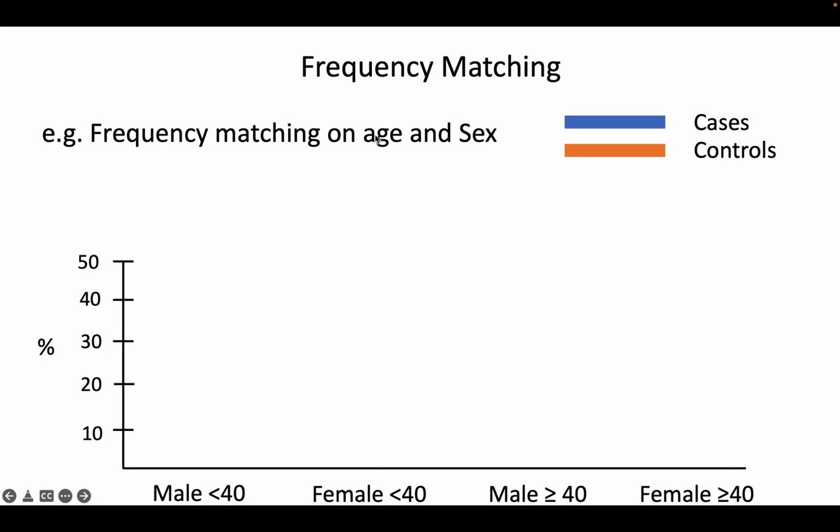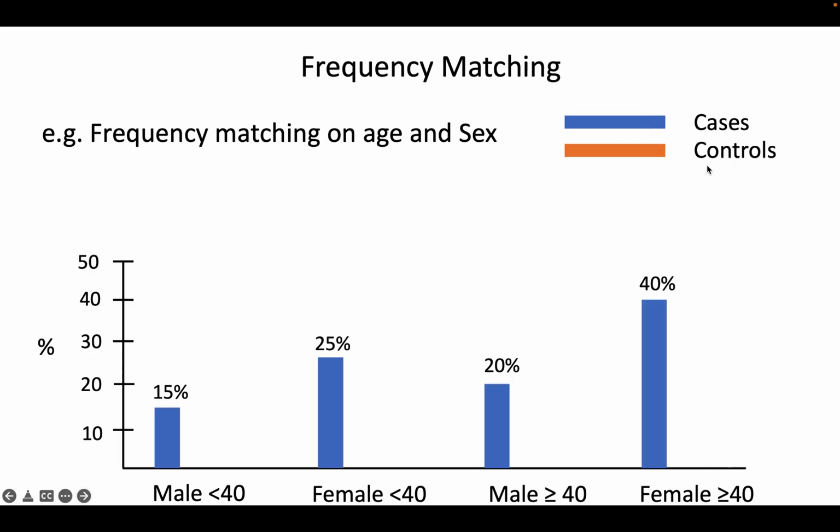So again, we're matching on age and sex, and here we have the percentage of people who fall into these 4 strata. Again, we have males under 40, females under 40, males over 40, and females over 40. Those are the 4 combinations of our 2 confounders. And basically these blue bars are the percentage of cases that are in each of the 4 strata. So 25% of cases fall into this strata.